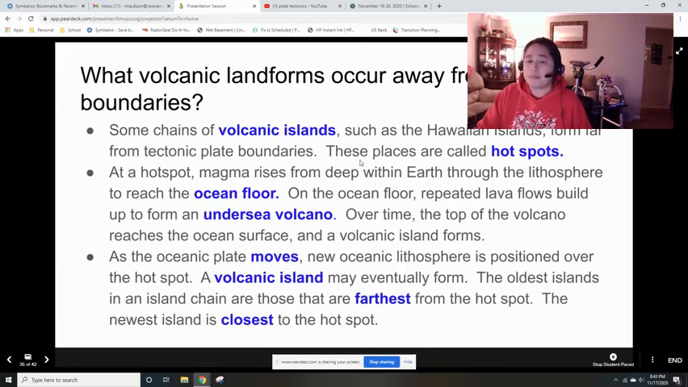These are actually made not by plate boundaries, they're made by places called hotspots. At a hotspot, magma rises from deep within the earth through the lithosphere to reach the ocean floor. On the ocean floor, repeated lava flows build up to form an undersea volcano. Over time, the top of the volcano reaches the ocean surface and a volcanic island forms. As the oceanic plate moves, new oceanic lithosphere is positioned over the hotspot. A volcanic island may eventually form, with the oldest islands in an island chain farthest from the hotspot, and the newest island closest to the hotspot.